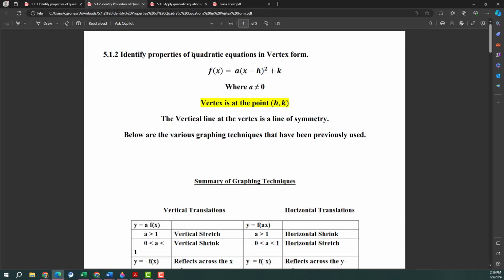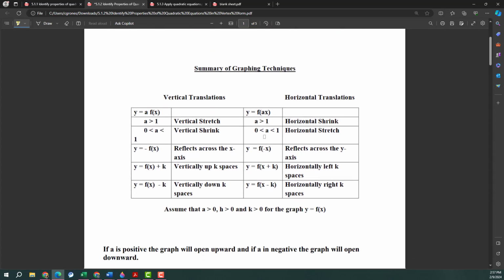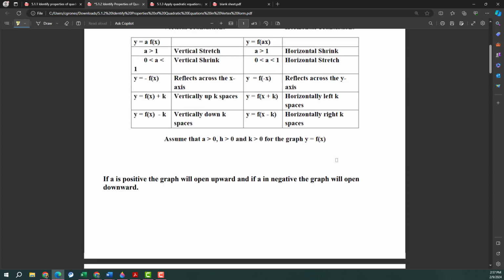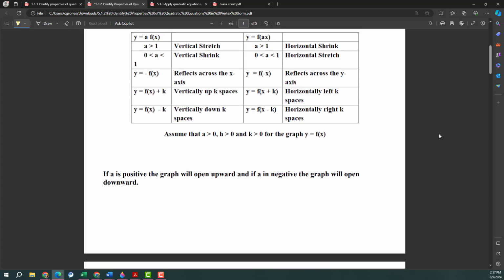5.2, we are looking at quadratic equations in vertex form. And so f of x equals a times x minus h squared plus k. And then it tells you that the vertex is going to be h comma k. And then the vertical line at the vertex is a line of symmetry. And then there's some graphing techniques. So we've got our translations, our shifts, and then if our graph is stretching or shrinking, vertical, horizontal, what to look out for in your equations.